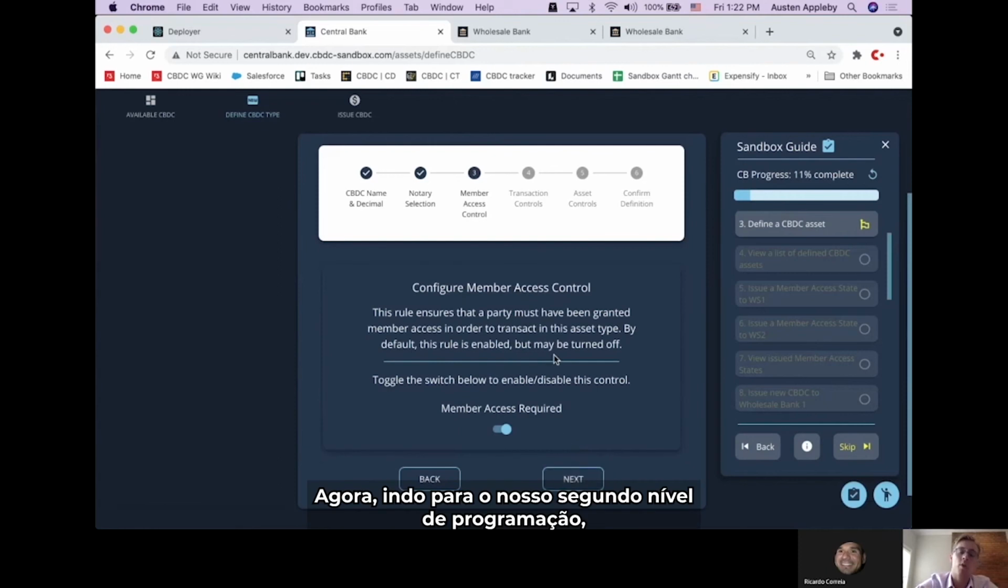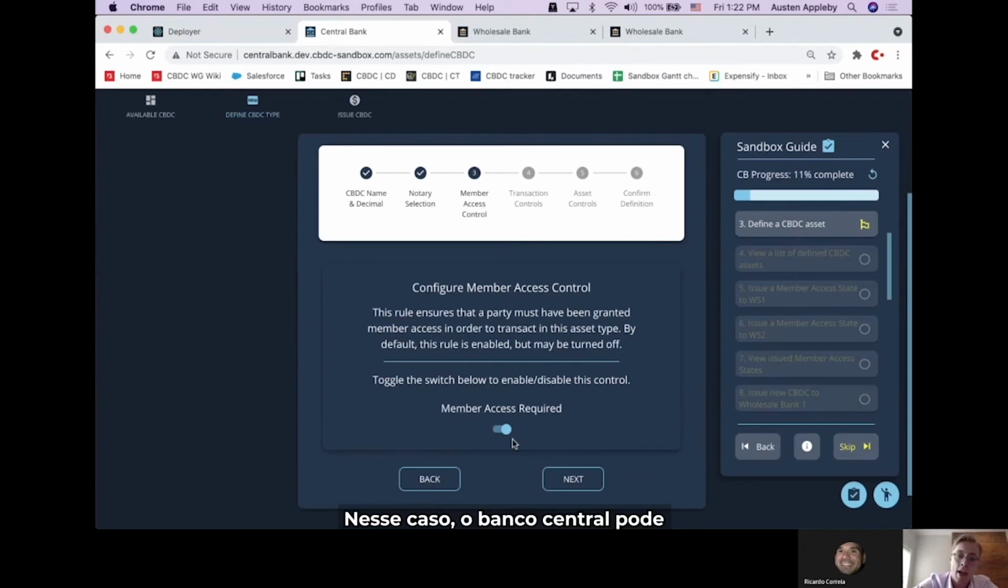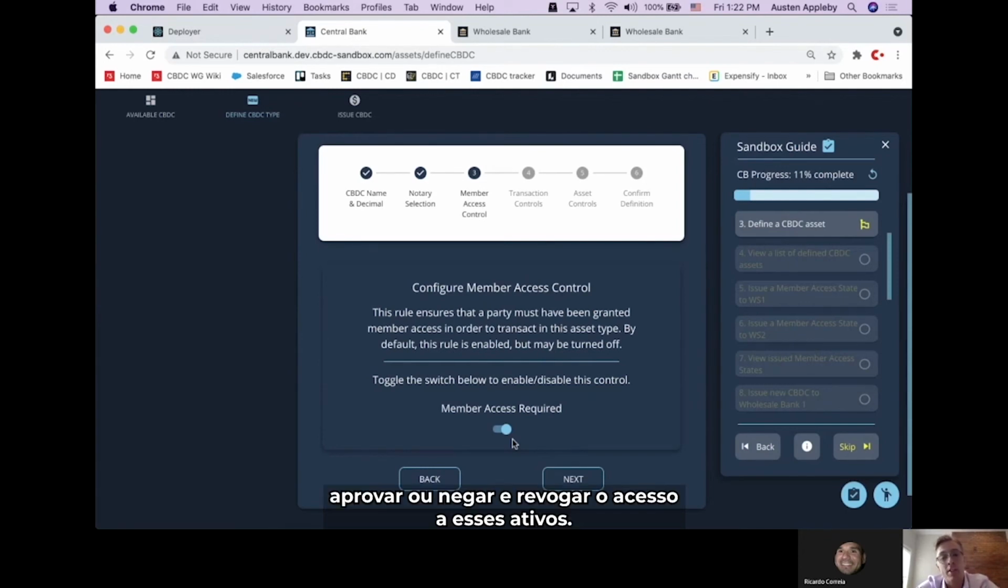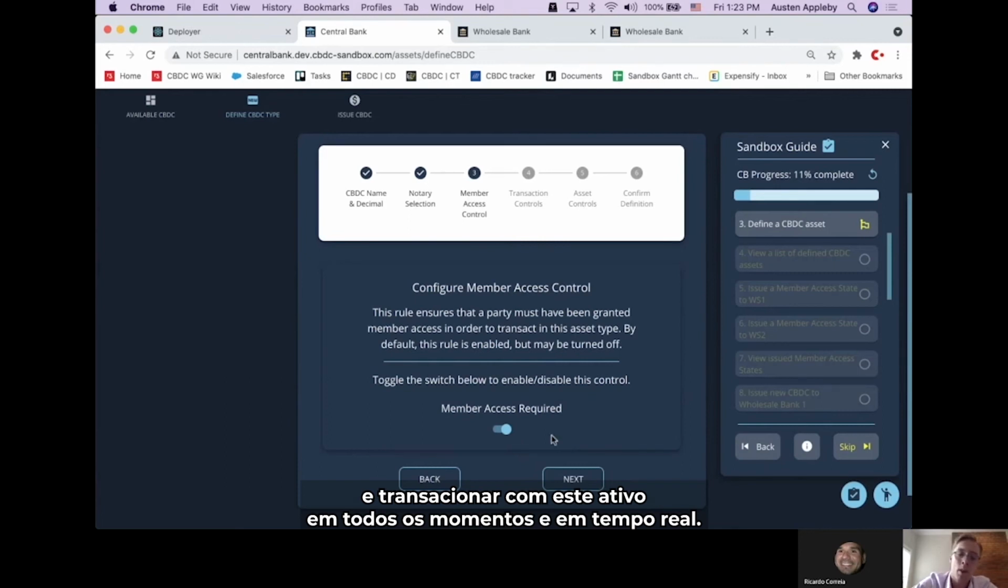Now, going into our second level of programmability, we have member access controls. So these are designed as a hard stop to your KYC and AML processes. So if you click yes here on this member access, the issuer, in this case the central bank, has the ability to approve, deny, and revoke access to this asset. What that means is that the issuer has full control over who can custody and transact with this asset at all times and in real time.